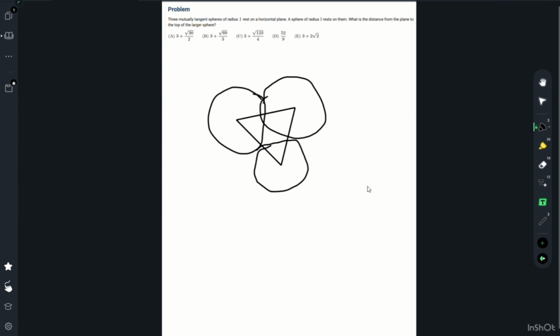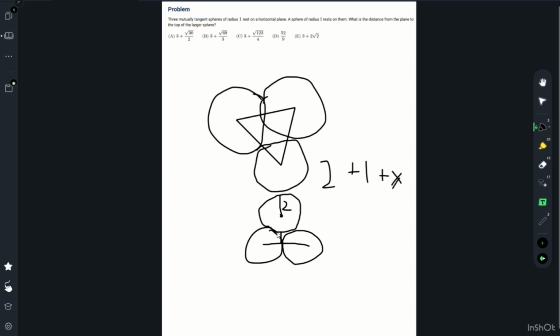So let's make a side view of these, and then there's a larger sphere resting on top. We know we have the triangle down here. We know the radius is 2, and we know that the depth of this up to this is going to be 1. So we have to do 2 plus 1 plus, because we don't know what this is, we can write it as x.